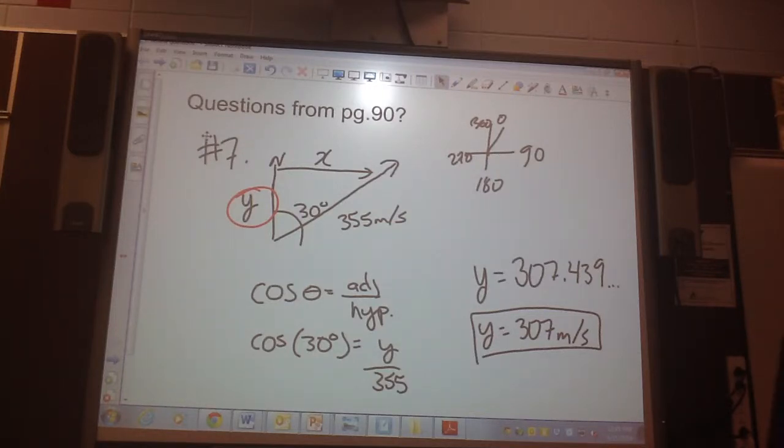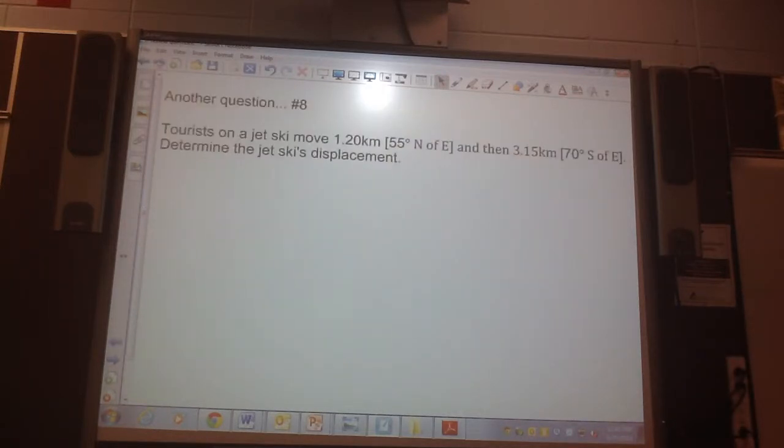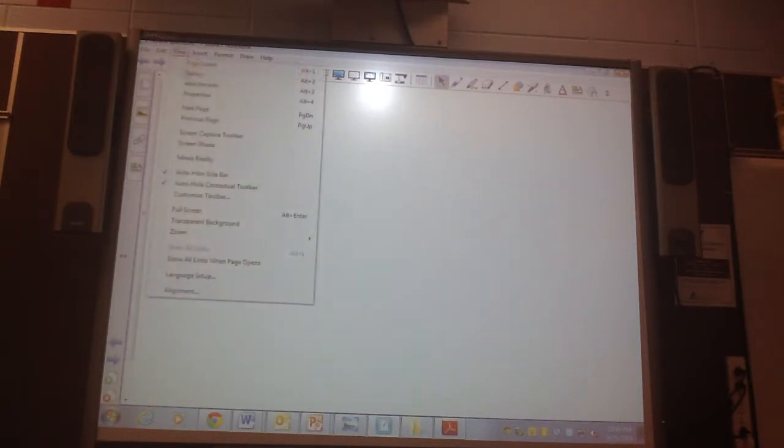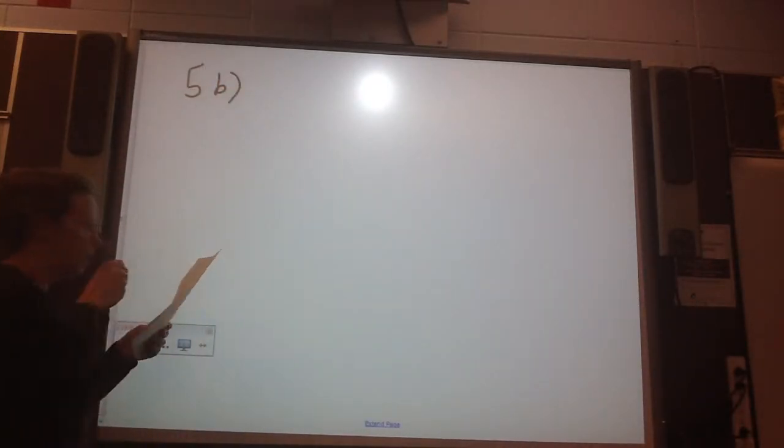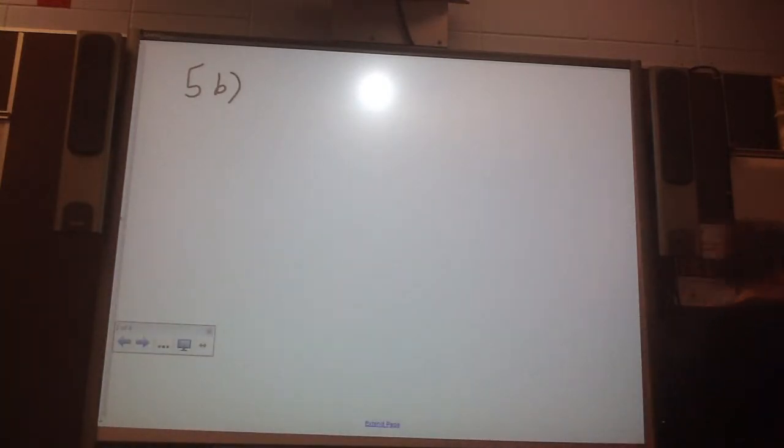Okay, and then I was asked to do 5b. So we'll do that one next. So 5b. Okay, and 5b says, a swimmer travels in a northerly direction across a 500-meter wide lake.